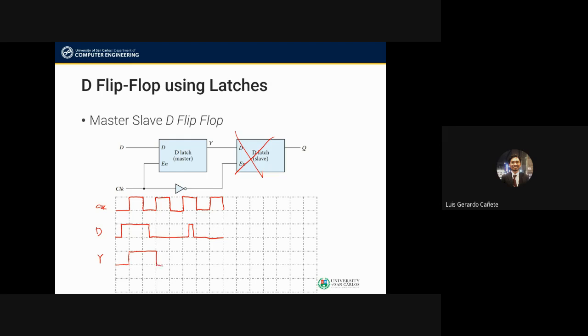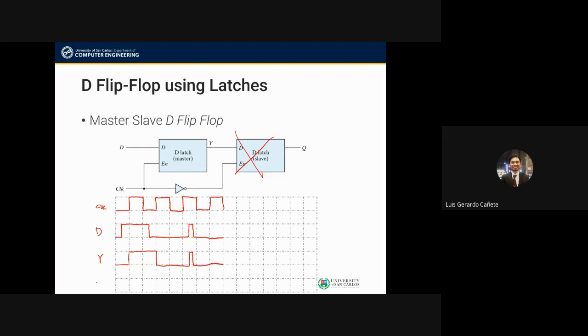So this is our Y now, right? So here, this is 0. Clock is 1, so copy the value of D. And as long as this is 1, we should be copying the value of D. So this is how it would look, right?